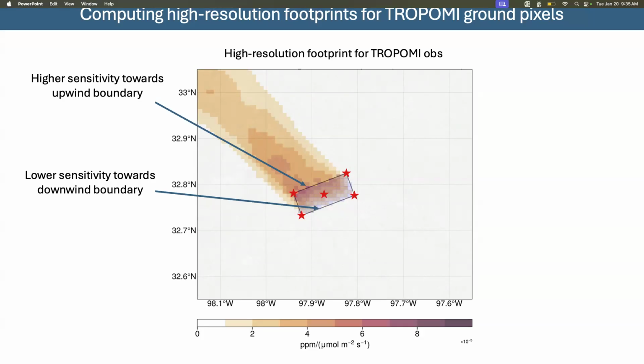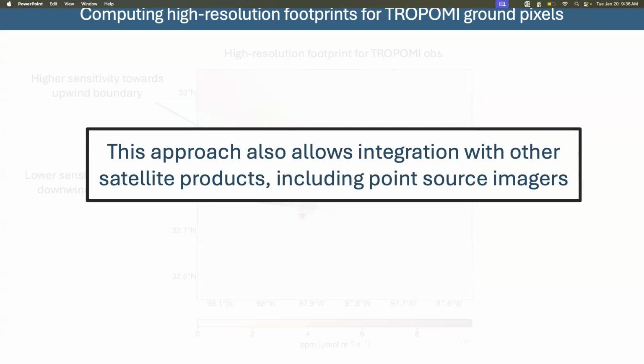This has about 80 times more computational cost because we need to compute 80 times more footprints for all of these kilometer scale subpixels. But since we can compute footprints using FootNet very fast, it's still much more feasible to do with FootNet. This approach also allows integration with other satellite products, including point source imagers, to account for detected methane plumes.